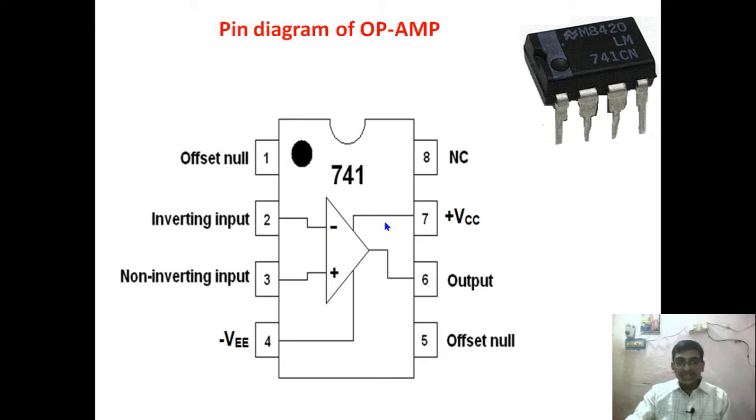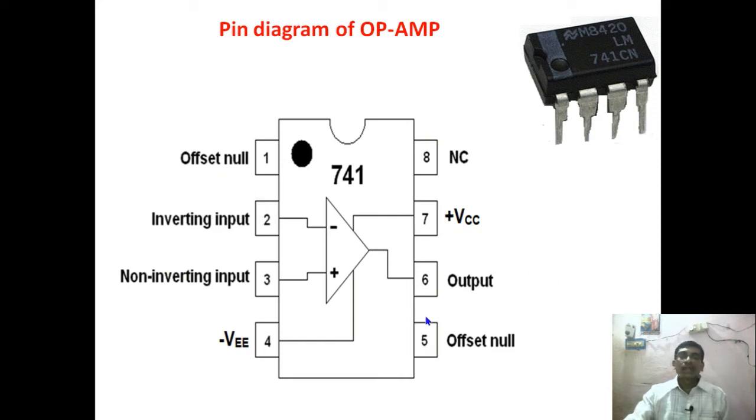Okay, so in this we are using these 5 pins only. One is the inverting input, the non-inverting input, plus VCC, minus VEE, and the output pin. These 5 pins are the ones we most widely use, and the remaining pins we won't use if there is no error. And the 8th pin is called no connection. There is no connection for this pin. It is a vacant pin. Okay, so this is the pin diagram of an operational amplifier, which is a very important topic.